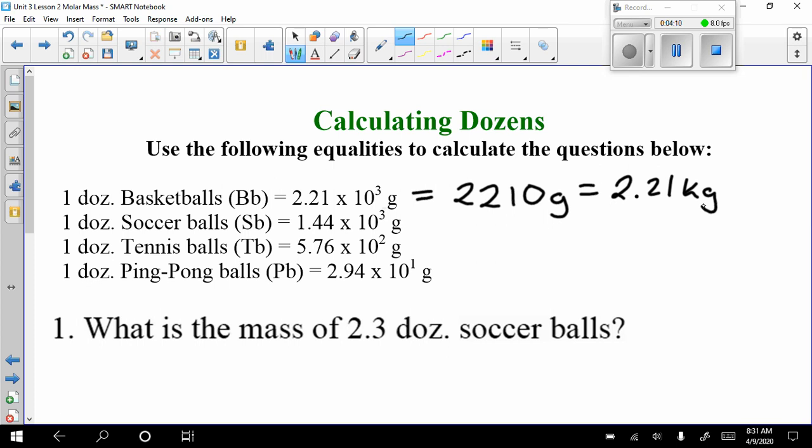Regardless, I've told you that number. So a dozen basketballs weighs that. A dozen soccer balls weighs 1.44, and tennis balls, ping pong balls. I can give you a dozen of anything. But in those cases, I've given you the mass of a dozen.